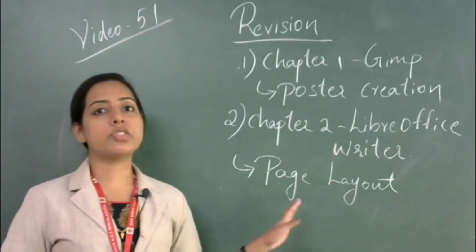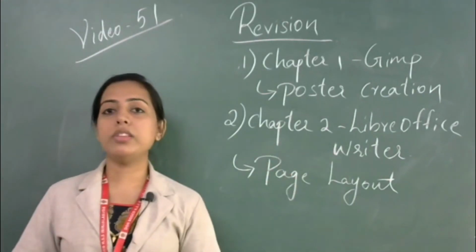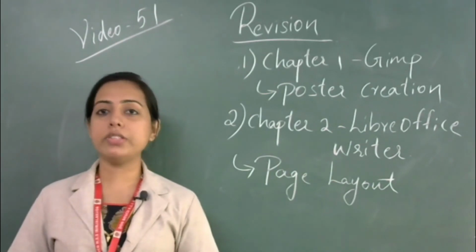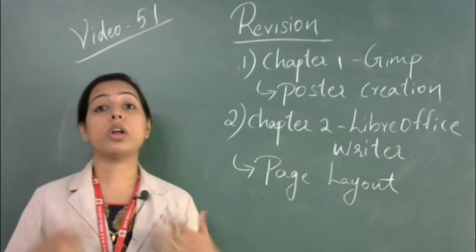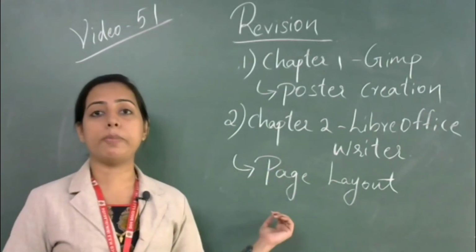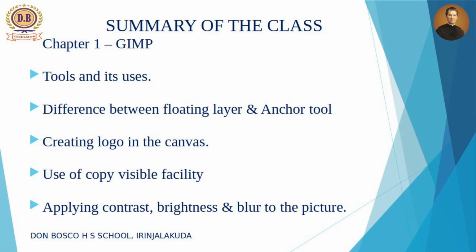So hope you all have understood these 2 chapters. Chapter 1 GIMP software and chapter 2 LibreOffice Writer software. What are the activities that we had discussed in these chapters, or what are the important topics in chapter 1 and chapter 2? Yes. From GIMP software, you have to study the different tools and their uses and their shortcut keys, like select by color tool, rectangle select, free select, ellipse select, then scale tool, move tool. Different tools are there in your textbook, so study the tools and their uses.